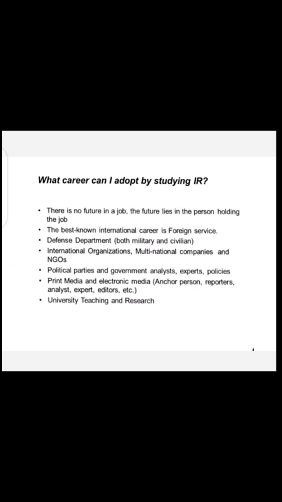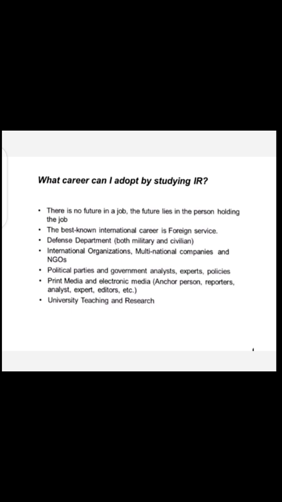So what careers are available if I adopt IR as my optional subject? Basically, there is no future in a job. The future lies in the person holding that job. The best known international career is in foreign services, where you will handle diplomatic relations. You will be responsible for building positive relationships between countries. You can hold positions in the defense department, both military and civilian.